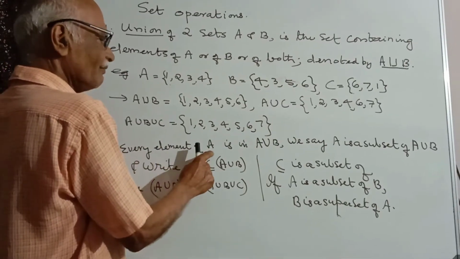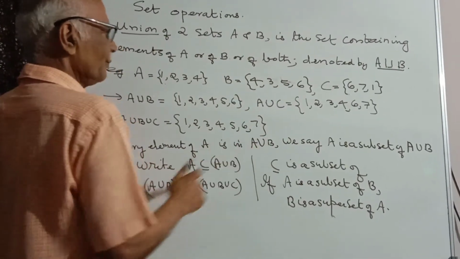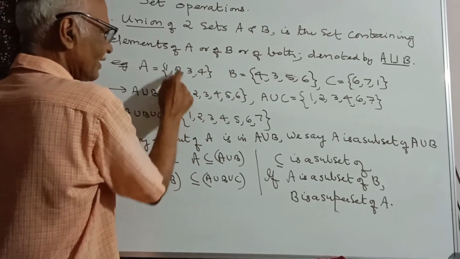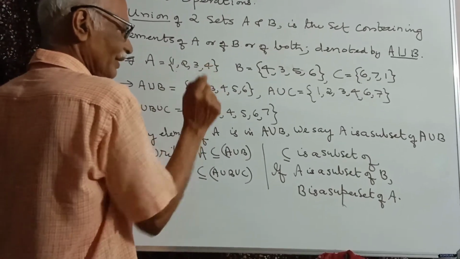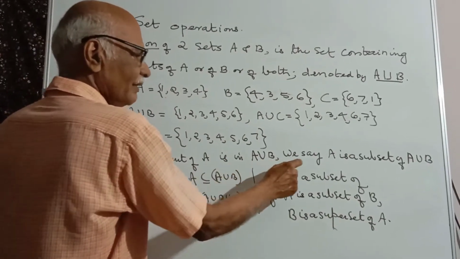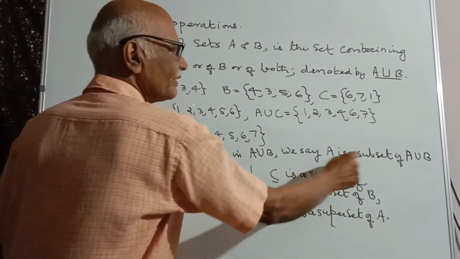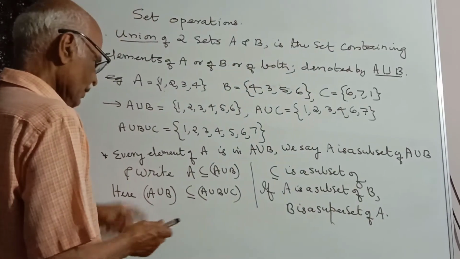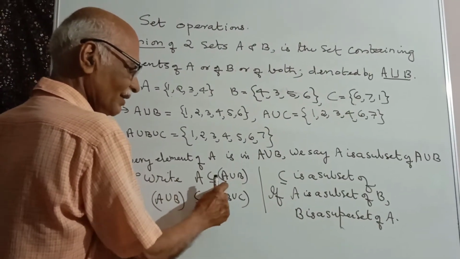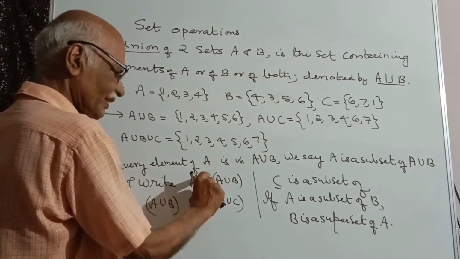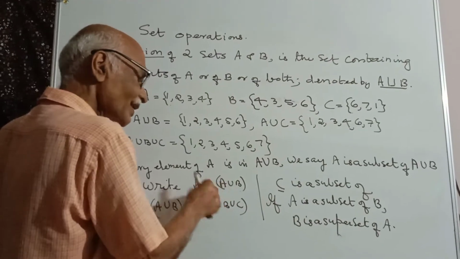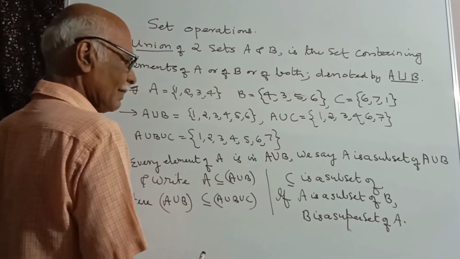Now every element of A is an element of A union B. You can see in the case of A union B, 1 is there, 2 is there, 3 is there, 4 is there. So every element of A is in A union B. And we say A is a subset of A union B. And we write A is contained in A union B. So you can see this side is open. So A is in A union B.